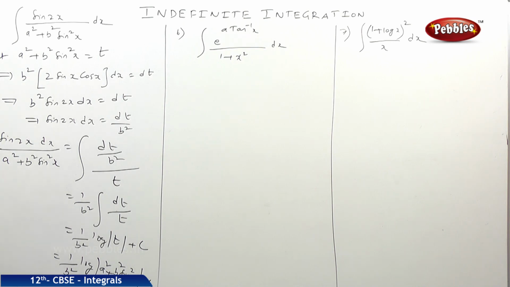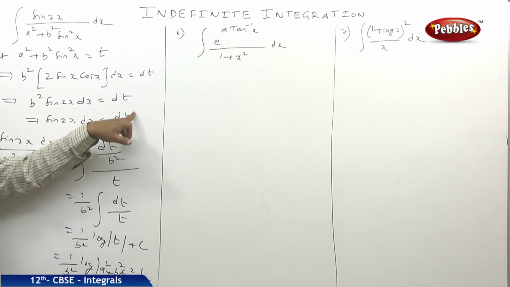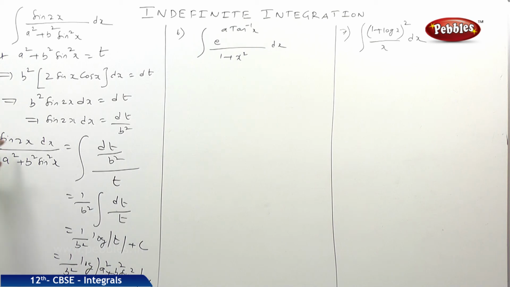Many of you followed. Once again, if you want, I will repeat. a square plus b square sin square x is equal to t. So the derivative of b square sin square x is b square times 2 sin x cos x dx, which will be dt. So b square sin 2x dx will be dt, so sin 2x dx is equal to dt by b square. So the integral of sin 2x dx I write as dt by b square, and this becomes t. So 1 by b square integral of dt by t, so 1 by b square log mod t plus c. In place of t I write a square plus b square sin square x. I think you are clear.